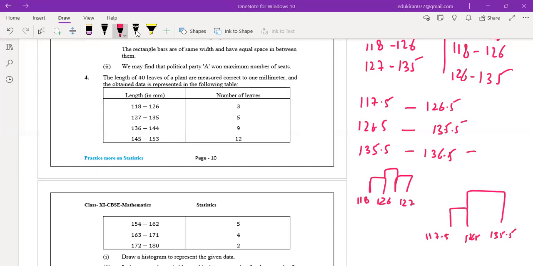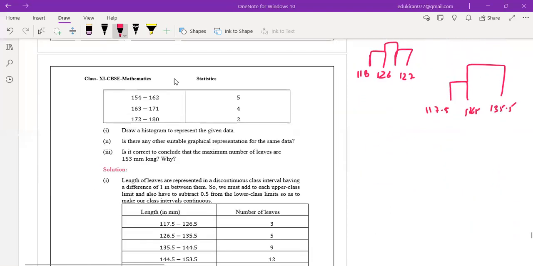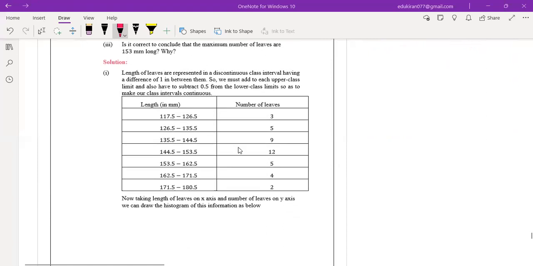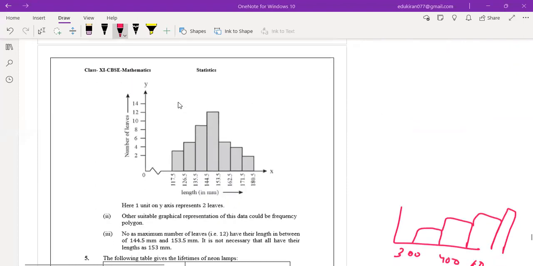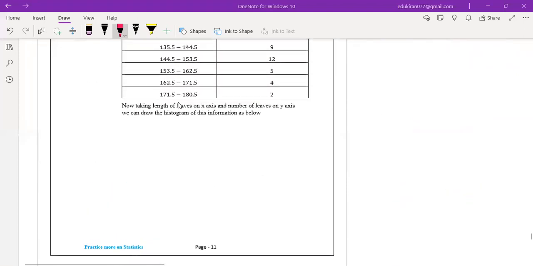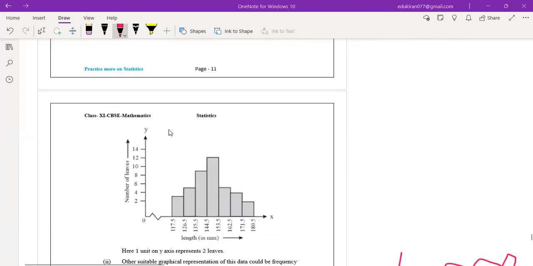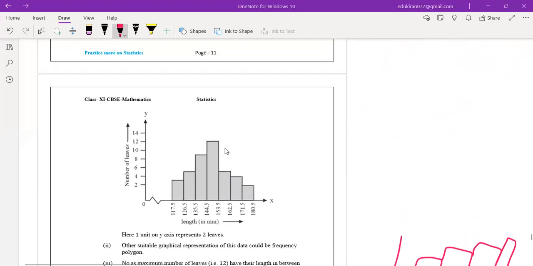Okay, ma'am, I'm done. Okay, so just check it. It looks like this. Okay, yeah, the subtraction looks like that. I have to make a histogram, right? Yes, we have to do a histogram only. First you will make a table, na? Then you will draw the histogram. Okay.